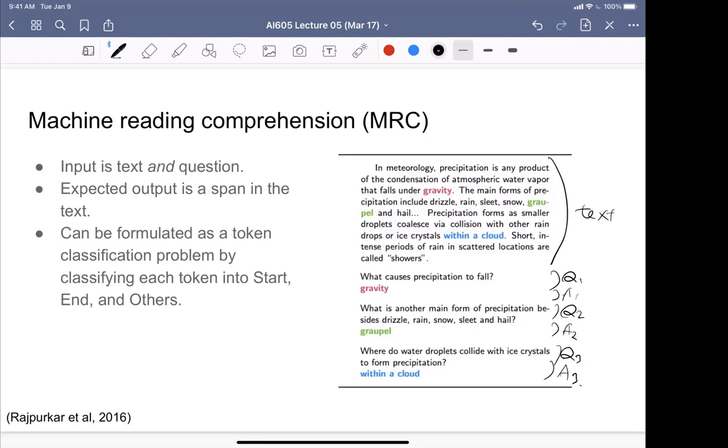And that span can be uniquely defined by finding the start and the end point, or end time step, in the context, right? So in that case, what you can do instead is formulate the problem so that instead of doing BIO tagging, you can classify each token into start, end, and others, right? So unlike BIO tagging, now you basically have three categories to classify into. And if you can do this correctly, then I think we all agree that you have a good question answering system that works pretty well.